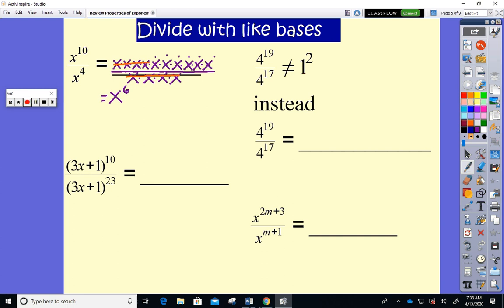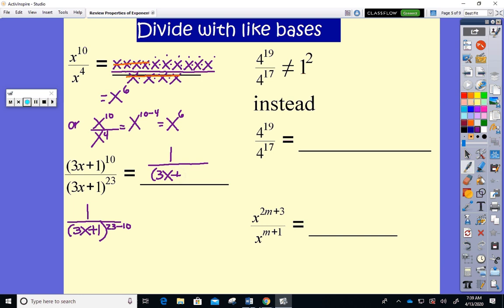But a lot of you hopefully will remember what you can do is say, oh, well, x to the 10th and x to the 4th, since my bases are alike and I'm dividing, you subtract to where the exponent's bigger. So I'm going to subtract it to the top, and I get x to the 6th. Okay? Now, on this next problem with 3x plus 1, here I actually made them alike like I meant to. The bases are both 3x plus 1, but the exponent's bigger on the bottom. So what you're going to do is take the 3x plus 1 off the bottom and say 23 minus 10, take it to the bottom. So your answer is 1 over 3x plus 1 to the 13th on the bottom. And then you just stop. There's nothing else you could do because 3x plus 1 to the 13th would take you forever to work out. It's a huge problem.